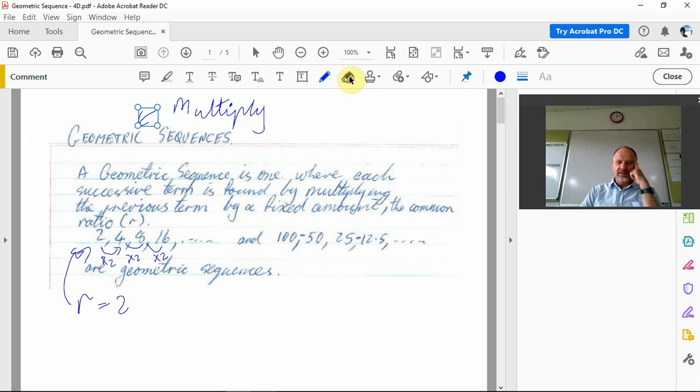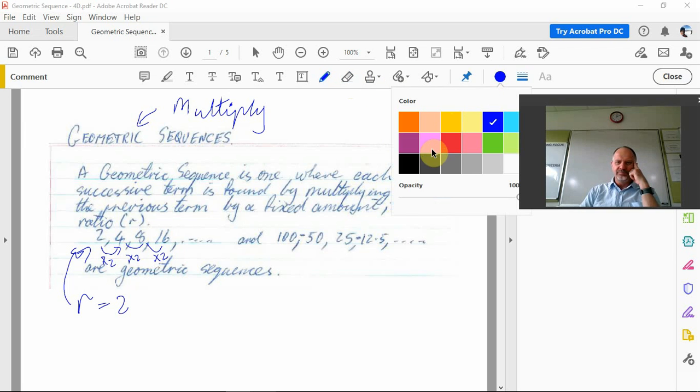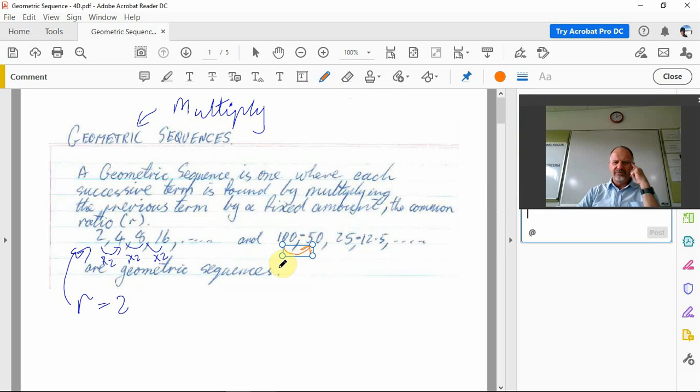Now, the next one we've got there, it's this one. To go to 50, we'd be dividing by 2, but then it becomes negative, so divide by negative 2. Here, divide by negative 2 again works. And again, dividing by negative 2 works. However, we don't think of geometric sequences in terms of division. So if we are dividing by a number, in this case negative 2, we need to think about the equivalent of multiplying.